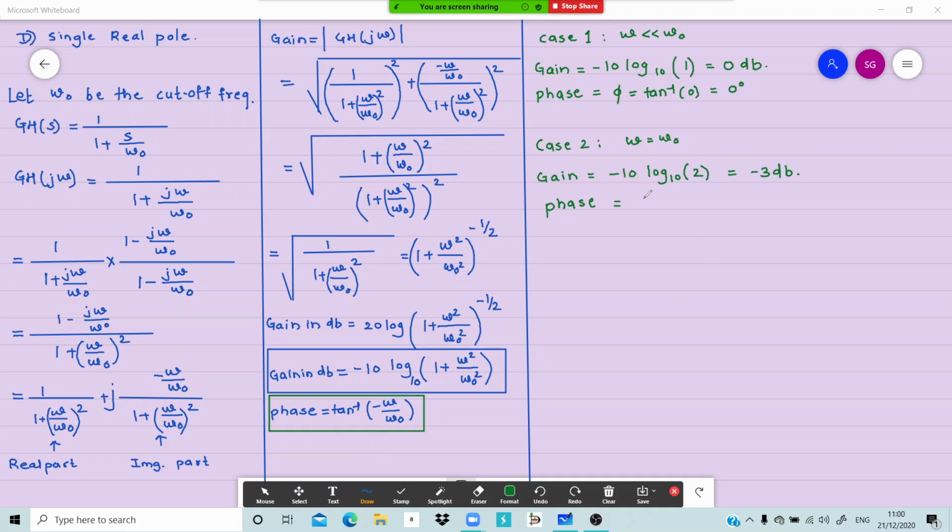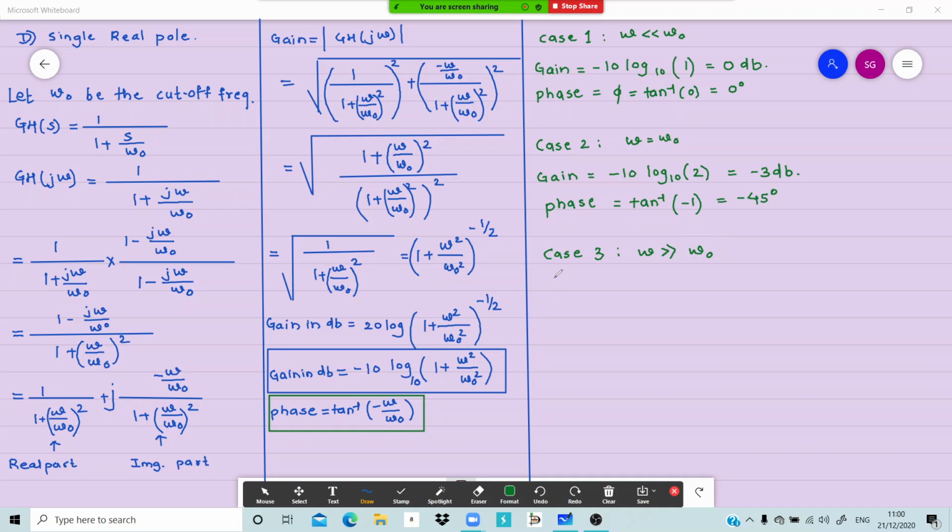So I'll write tan inverse of minus 1, and that is going to be minus 45 degrees. Now case number 3, where you will find this omega is very far away from the breakout or cutoff frequency, very highly greater than the cutoff frequency.